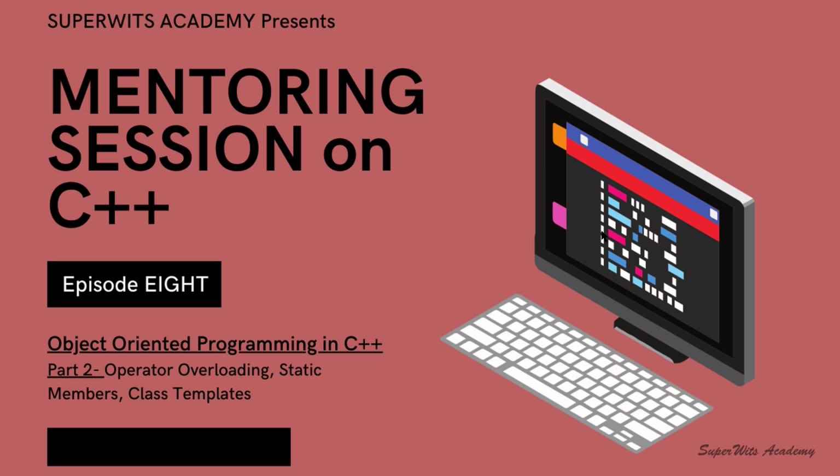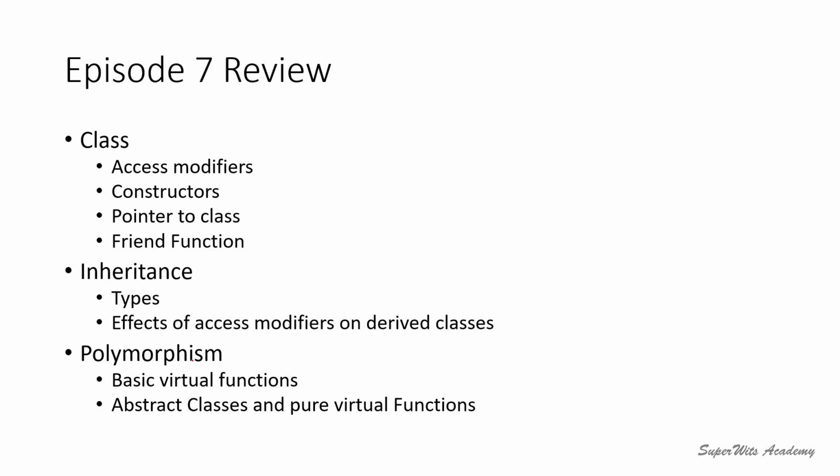In episode 7 we discussed a couple of different topics, and those topics are from classes, inheritance, and polymorphism. Within the classes we discussed the access modifiers, which are public, private, and protected, which define the limitations for the usage of the member functions and the member variables of a particular class through an object.